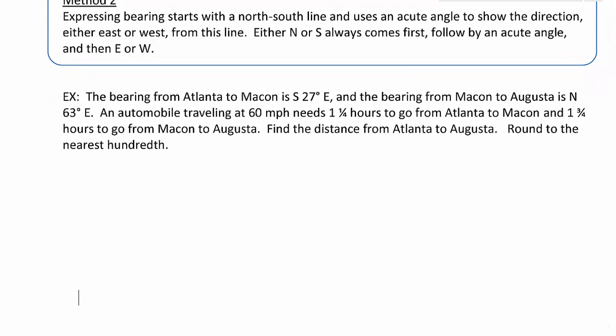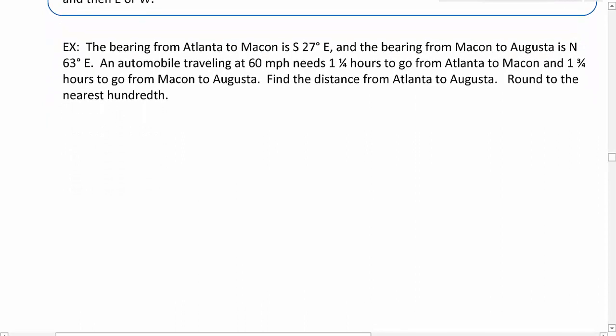The bearing from Atlanta to Macon is south 27 degrees to the east, and the bearing from Macon to Augusta is north 63 degrees east. An automobile traveling at 60 miles per hour needs an hour and a quarter to go from Atlanta to Macon and an hour and three-quarters to go from Macon to Augusta. We want to find the distance from Atlanta to Augusta, and we'll round our answer to the nearest hundredth. So let's see how we use this new bearing method.